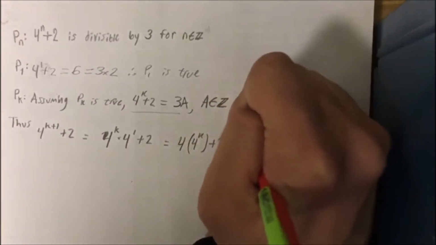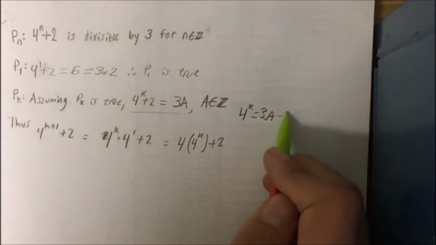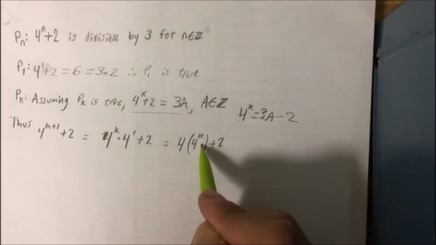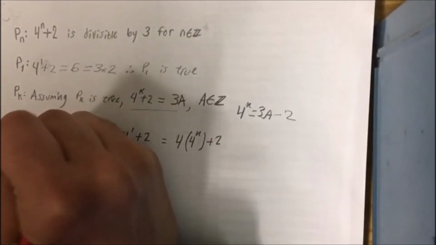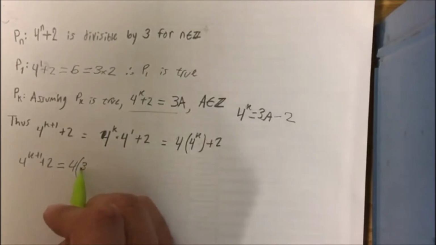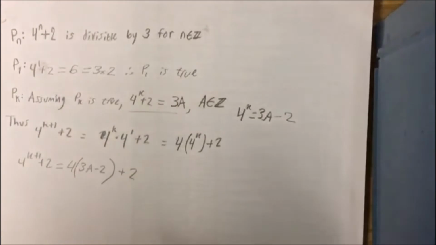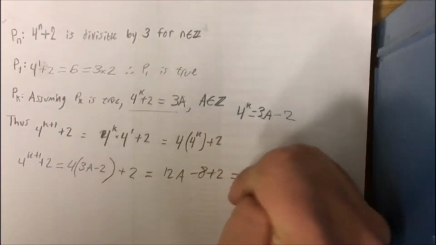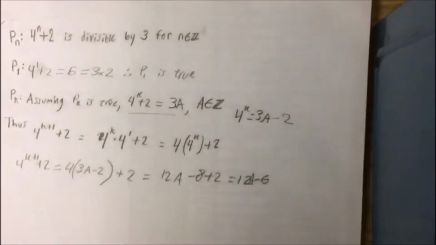We know 4^k + 2 equals 3a. So that means 4^k equals 3a - 2. We'll just rearrange that so that we can substitute this into the 4^k. So now this expression, 4^(k+1) + 2, equals 4 times (3a - 2) + 2, okay? Which is equal to 12a - 8 + 2, which equals 12a - 6. There you go.